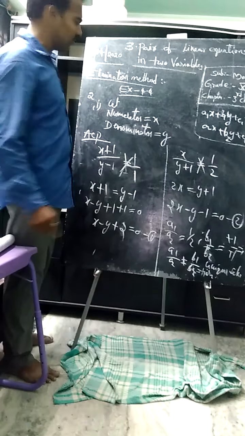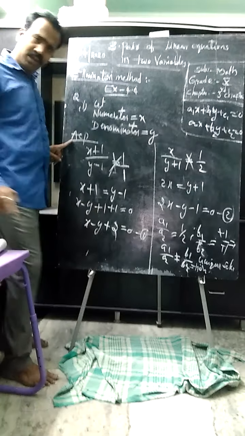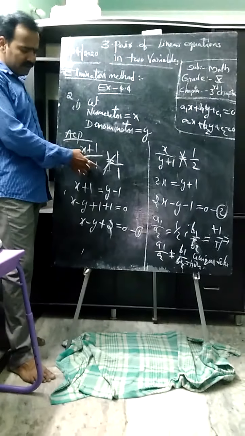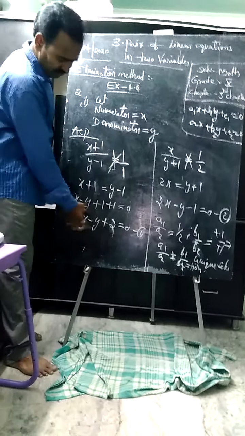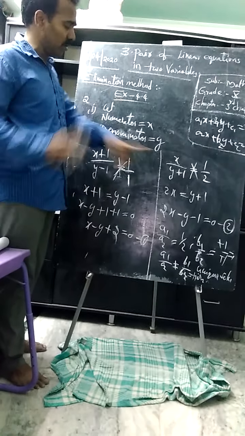Once again I am repeating, students. Let me assume the numerator as x and the denominator as y. According to the problem, we add 1 to the numerator and subtract 1 from the denominator, and it becomes 1 by 1. Do cross multiplication, simplify, and we get one of the pair of linear equations in two variables.